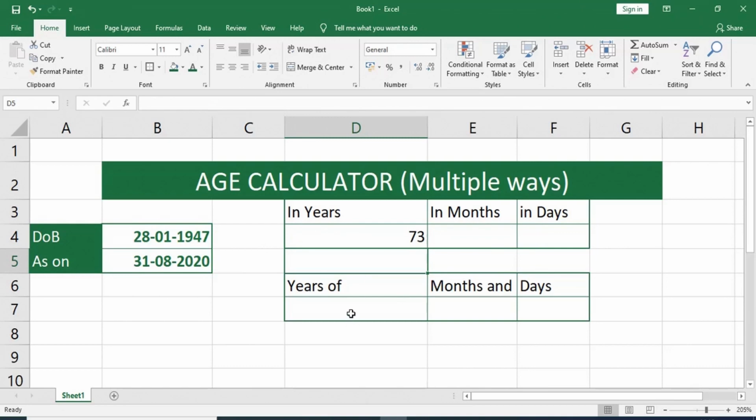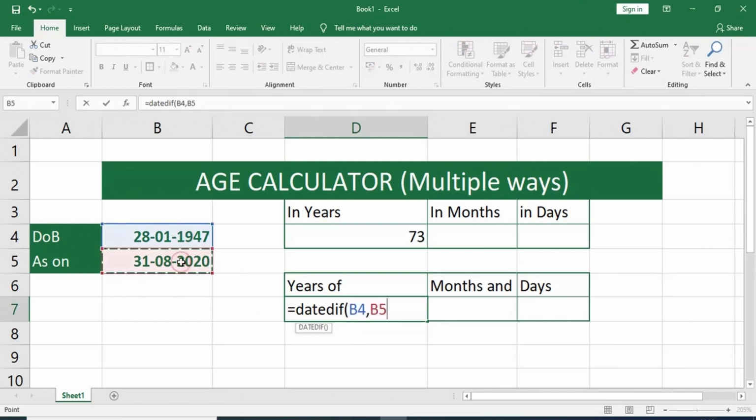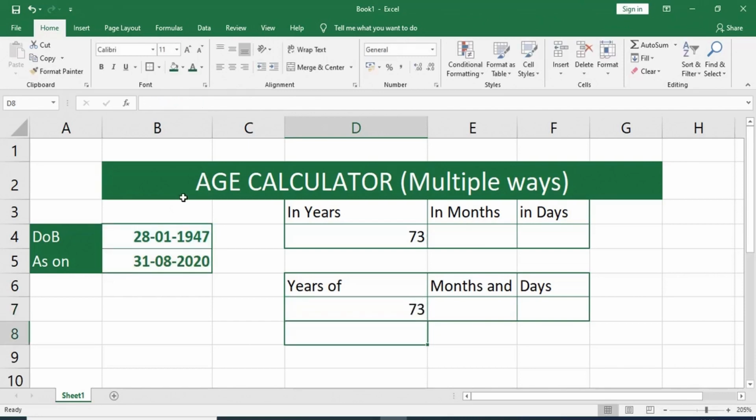That is correct. Yes, here again the same formula, equal to DATEDIF, open bracket, first argument from, comma, to, comma, what we are expecting in years, right, comma, again the same double quotes, close the bracket and enter. Here we got the same answer.